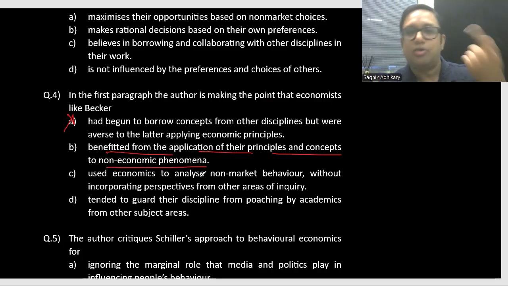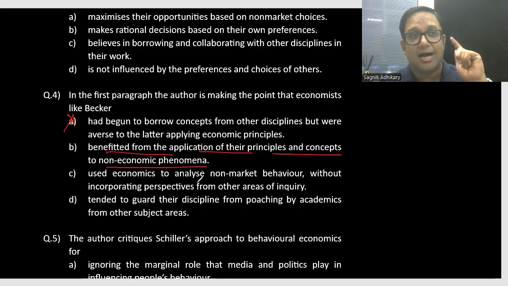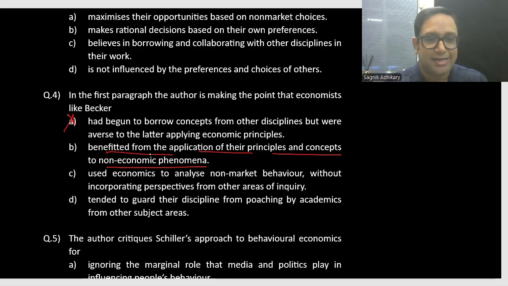B says, benefited from the application of their principles and concepts to non-economic phenomena. There was benefit from the application of economic principles and concepts to non-economic phenomena, but it was not Becker who benefited. It was rather other fields, other areas, other disciplines who benefited. Also, Becker did not let his own field, economics, benefit from borrowing from other fields. So yet again, this is incorrect. Meaning B is not the answer.